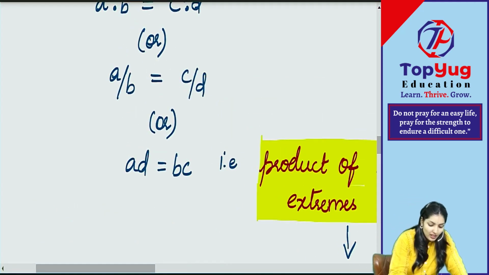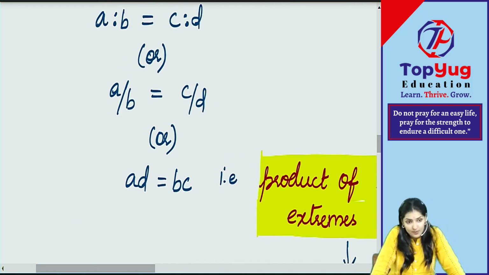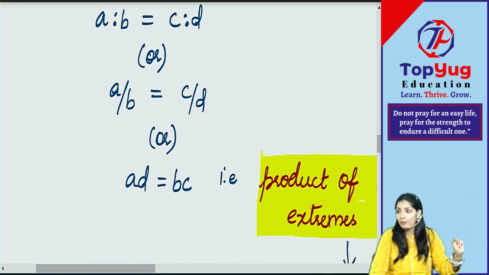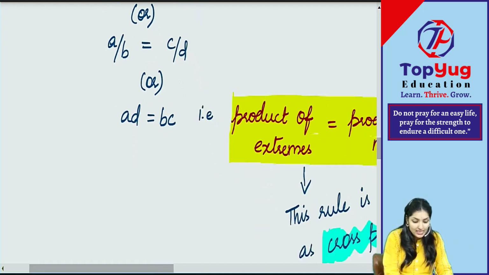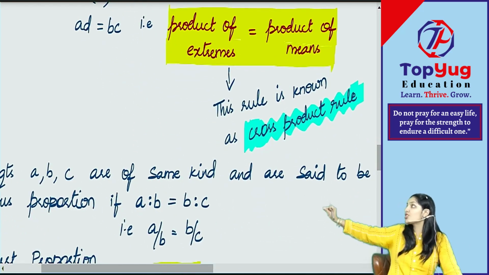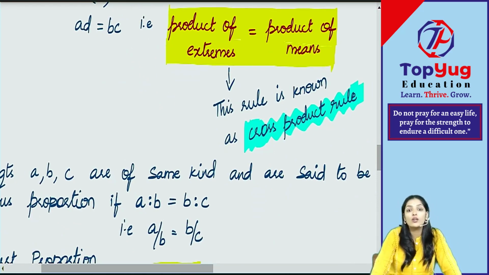Extremes means the first and last terms are known as extremes. Middle terms are known as means. That's why the product of extremes is equal to the product of means. So this rule is known as the cross product rule, which I have already highlighted. Cross product rule, very important for MCQ.